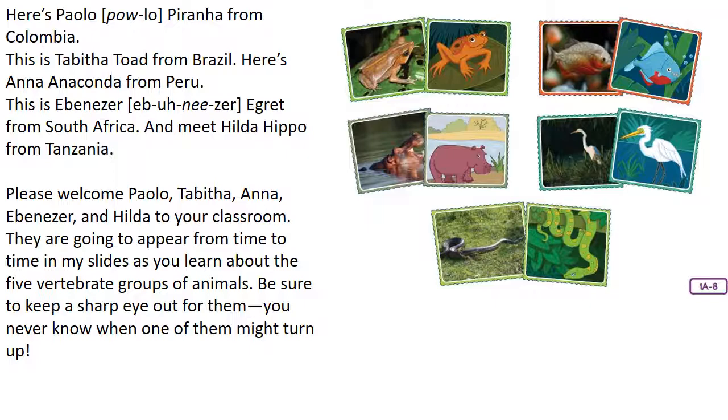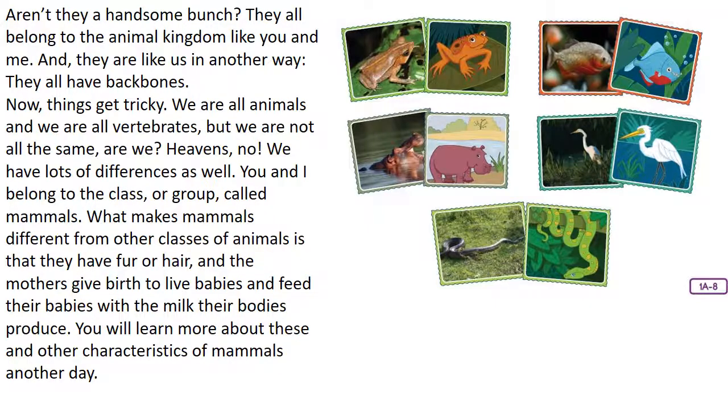Here's Paulo the piranha from Colombia. And there's Tabitha Toad from Brazil, Anna Anaconda from Peru, Ebenezer Egret from South Africa, and Hilda Hippo from Tanzania. Please welcome Paulo, Tabitha, Anna, Ebenezer, and Hilda to your classroom. They are going to appear from time to time in my slides as you learn about the 5 vertebrate groups of animals. Be sure to keep an eye out for them. You never know when one of them might turn up. Aren't they a handsome bunch?